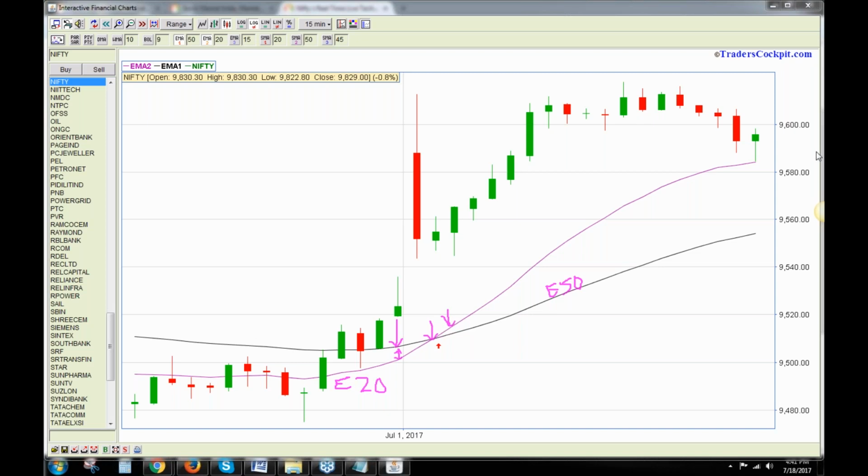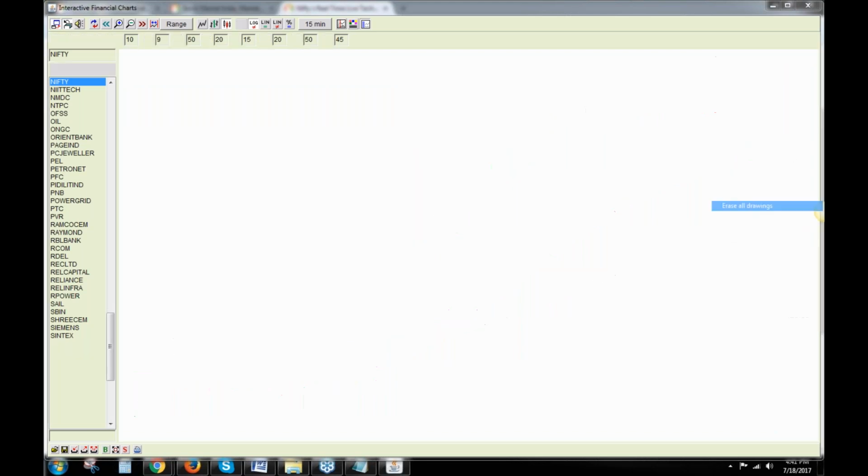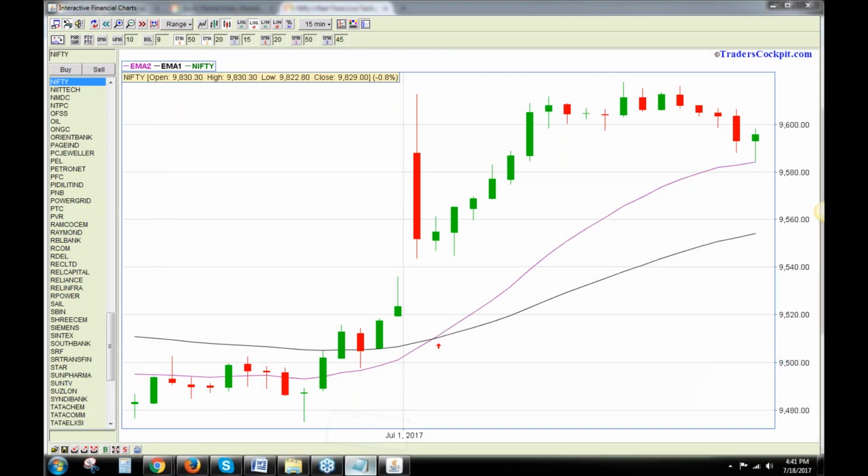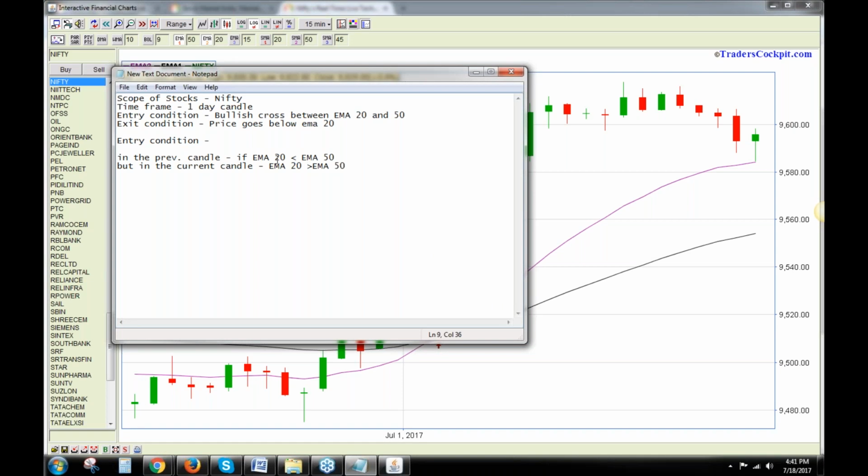Please reply with a yes or a no. If it is a no, I'm ready to explain once again, but please reply with a yes or a no. What I did here is define a crossover condition between EMA 20 and EMA 50. A crossover is nothing but an assembly of two different conditions: condition number one, the EMA 20 value in the last candle should be less than the EMA 50, and in the current running candle the EMA 20 should have gone above EMA 50.